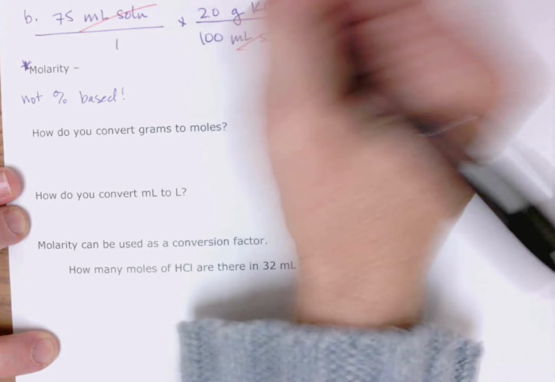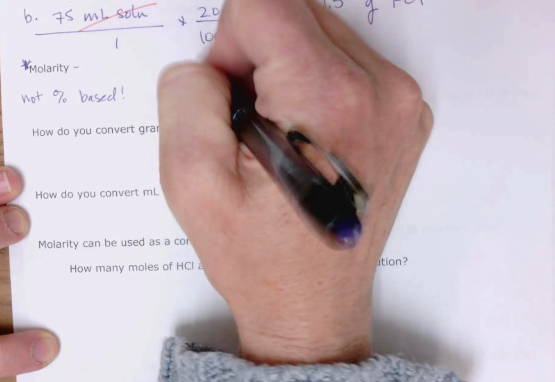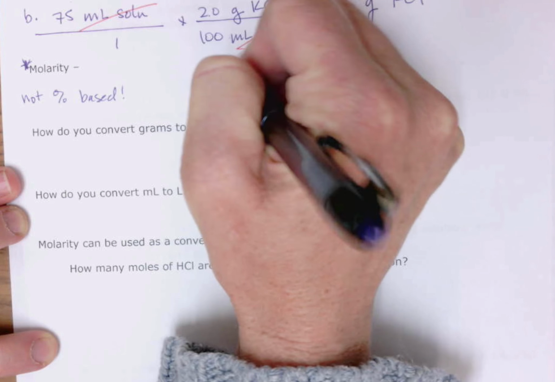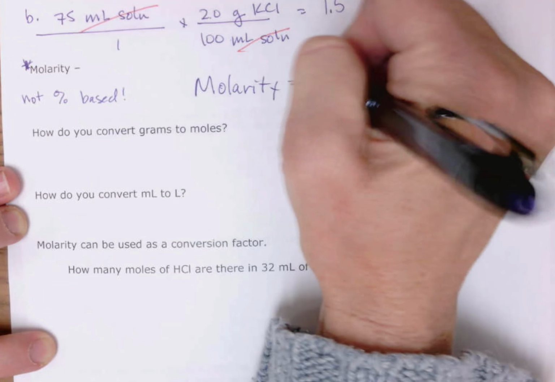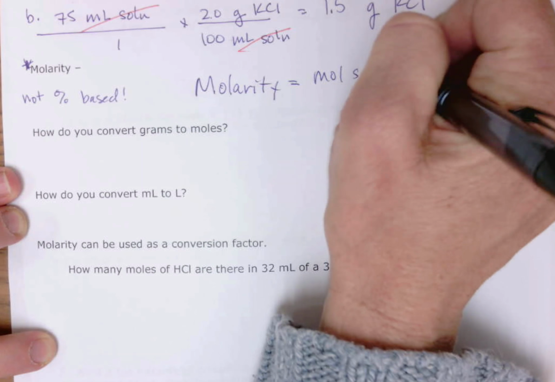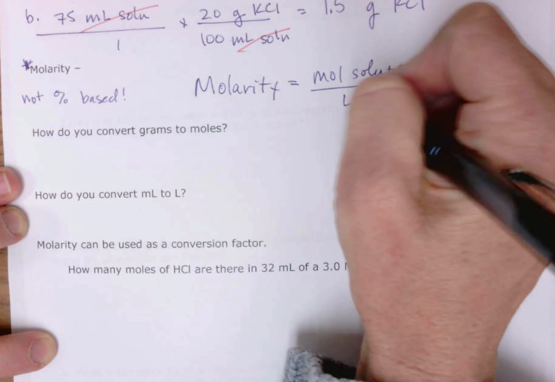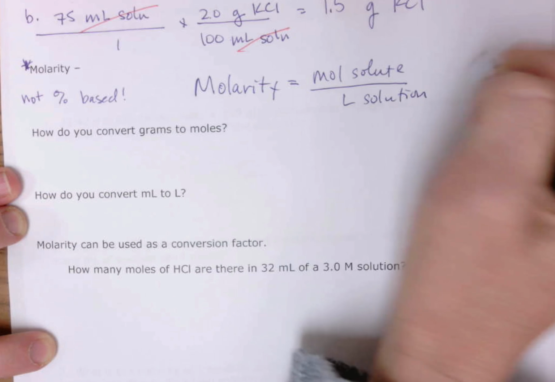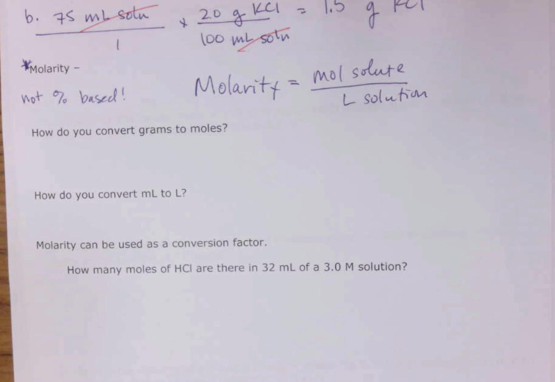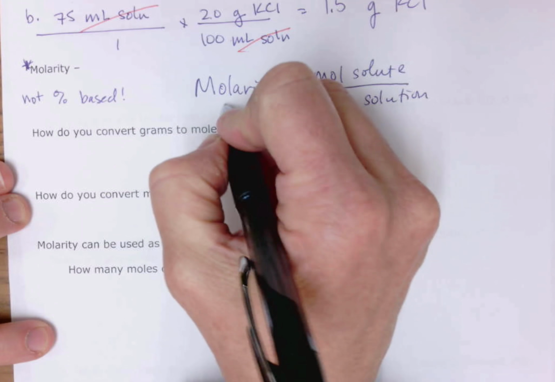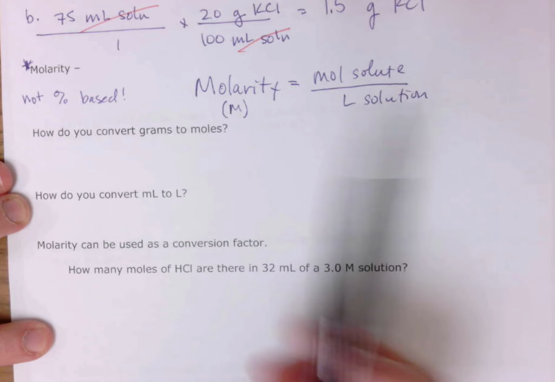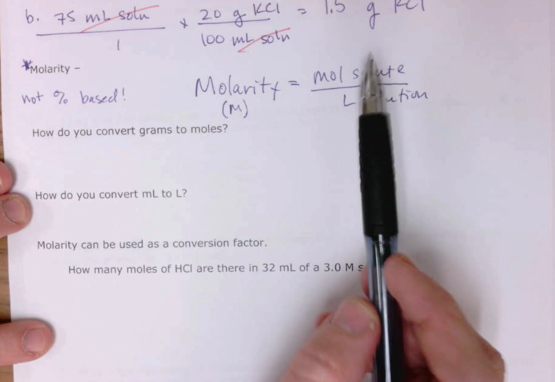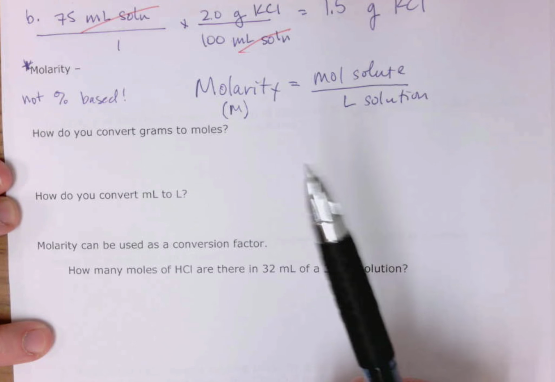Molarity is moles of solute over liters of solution. And note, there's no multiplied by 100. The abbreviation for molarity is capital M, and it's moles per liter.